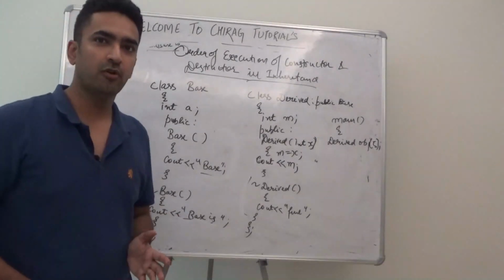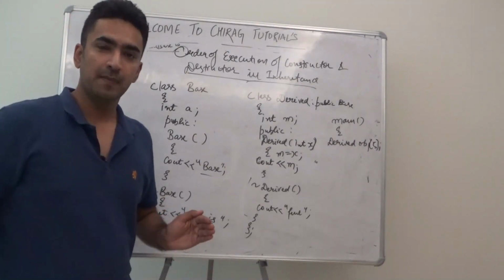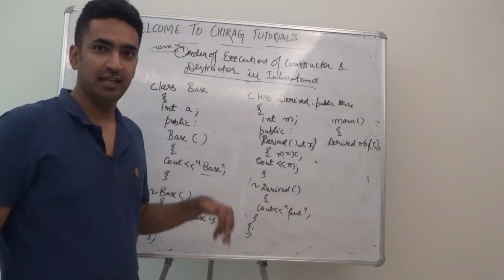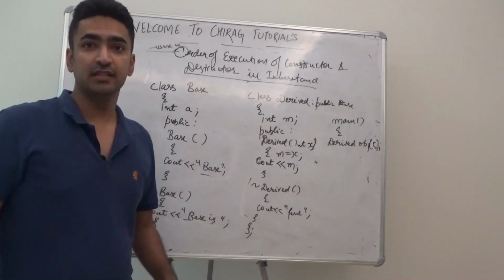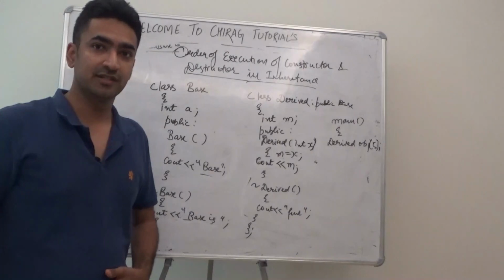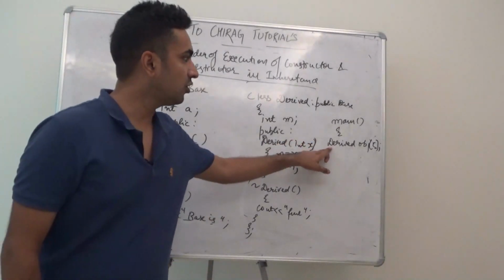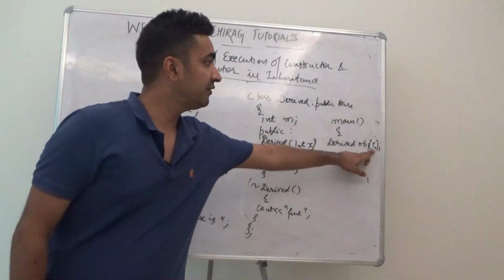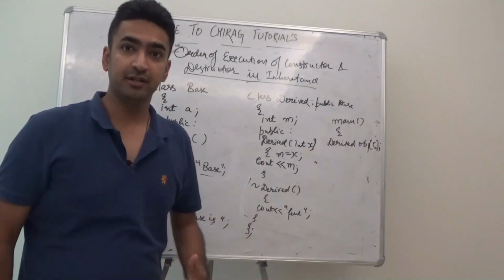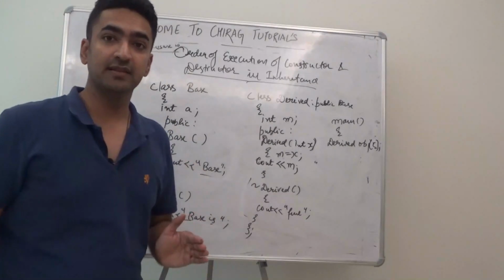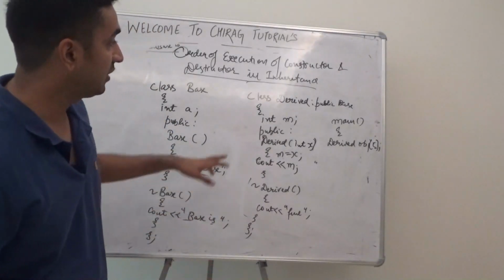In this video, we will be discussing a parameterized constructor in a derived class and see how the order of execution of constructor and destructor works. You can clearly see over here we have a derived class object and we have given 5 as a parameter to it. It means a parameterized constructor must be present in the derived class.